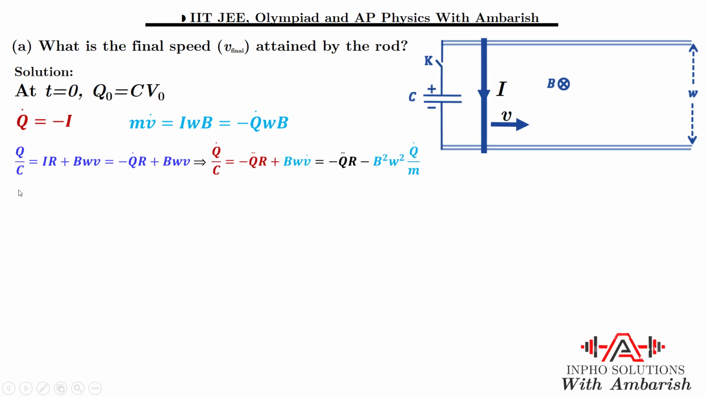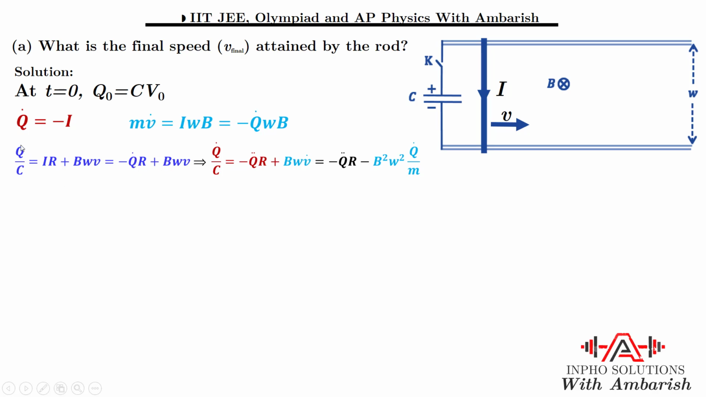And I can be written as minus Q dot, so just substitute minus Q dot over here, and you get minus Q dot R plus BWV equals Q by C. Now you differentiate Q by C and minus Q dot R plus BWV.